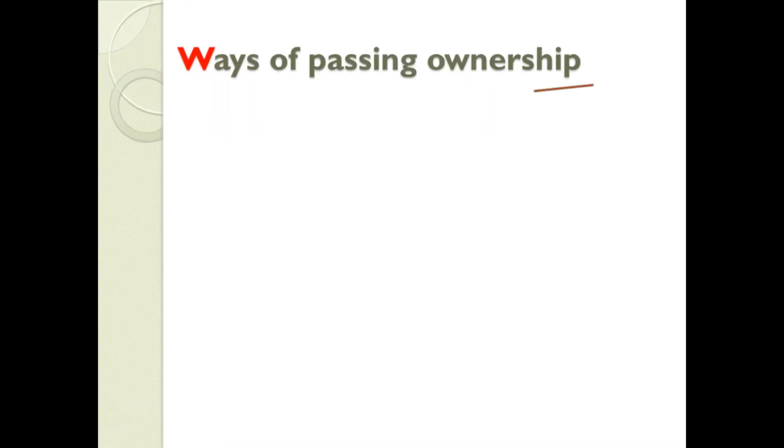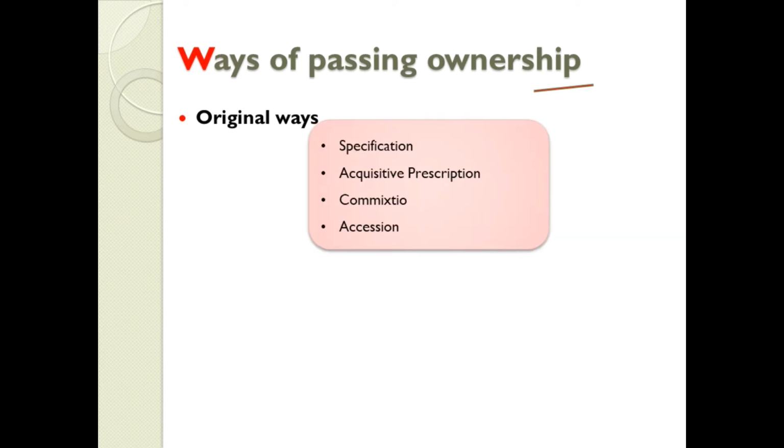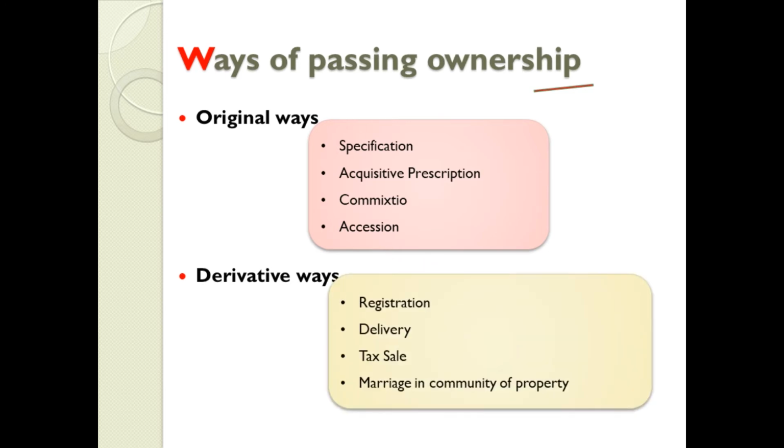Ways of passing ownership. How is ownership passed from the seller to the buyer? We have original ways: Specification, Acquisitive Prescription, Commixtio, and Accession. We also have derivative ways: registration, delivery, tax sale, and marriage and community of property.